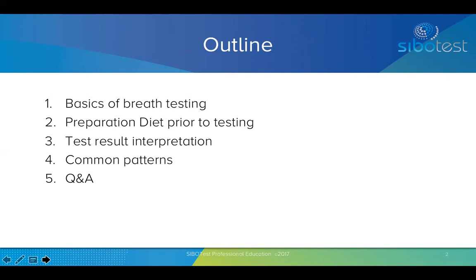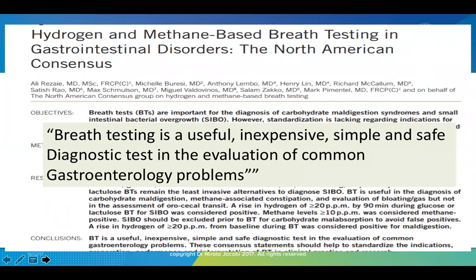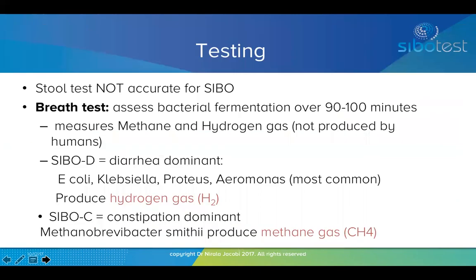Hydrogen and methane-based breath testing has come a long way, even in the last 5 years or so. There's always been a little bit of controversy around how accurate breath testing is for the interpretation and assessment of SIBO. And we finally have a consensus that's come out of the North American consensus that breath testing is a useful, inexpensive, simple, and safe diagnostic test in the evaluation of common gastroenterology problems. So we'll be going through the different substrates and testing methods here tonight.